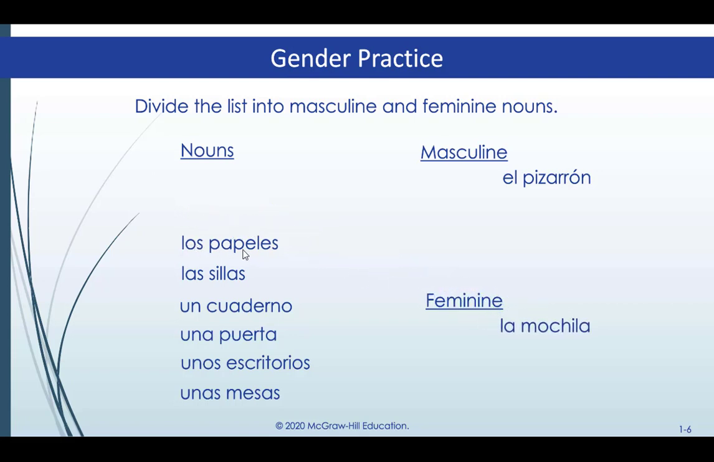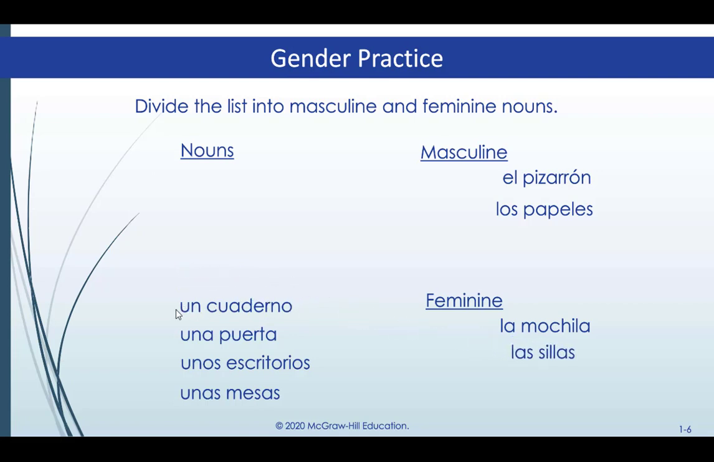Los papeles. It's easier when you see the word in its singular form. Papel is masculine, and los papeles is a masculine noun. Las sillas, what do you think? You have las, that's feminine, and it ends in A. So las sillas, the chairs, femenino.